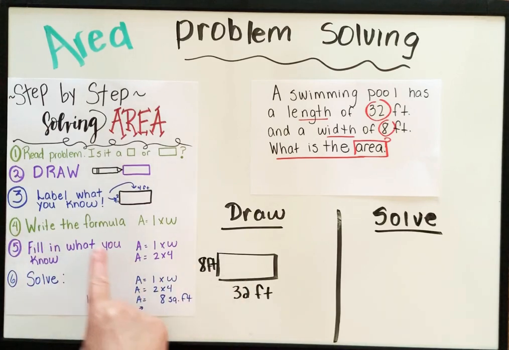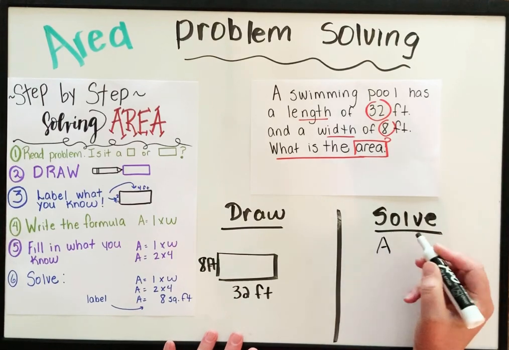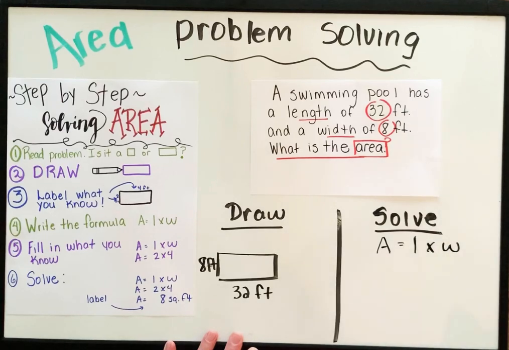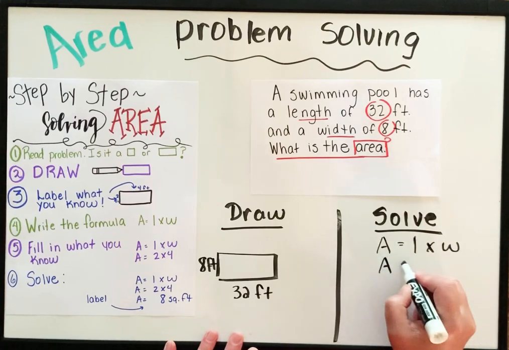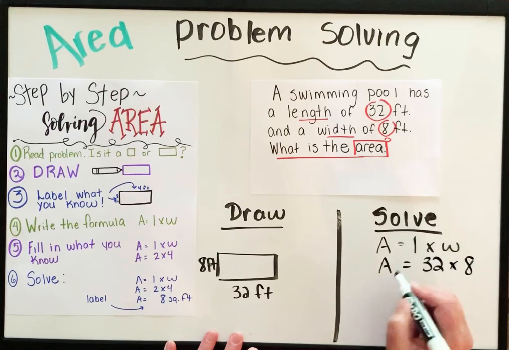Now that I know I have a rectangle, my next step is to come over here to solve it. I'm going to start by writing my formula. Area equals length times width. So then I just fill in with what I know. I know my length and I know my width. So that's going to be 32 times 8. And then lastly, I'm going to solve it.